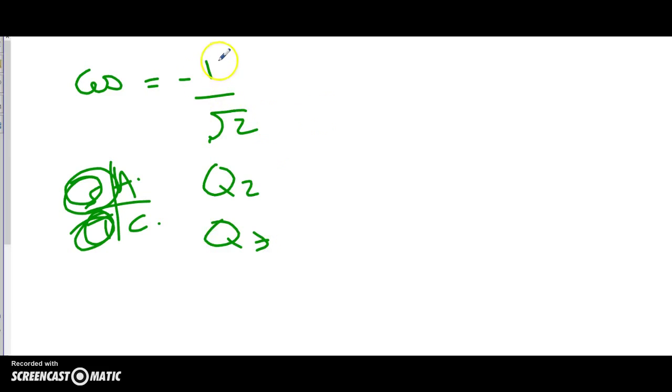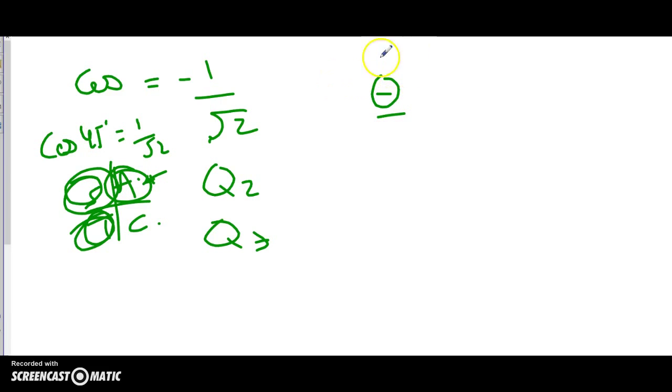Now, if I look at my table, I don't have any negatives, but I do have the fact that cos of 45 degrees is equal to 1/√2. And 45 degrees is in quadrant 1. So I just take my answer and I move it to the other quadrants. Here cos theta is equal to a positive 1/√2 if theta is equal to 45 degrees.